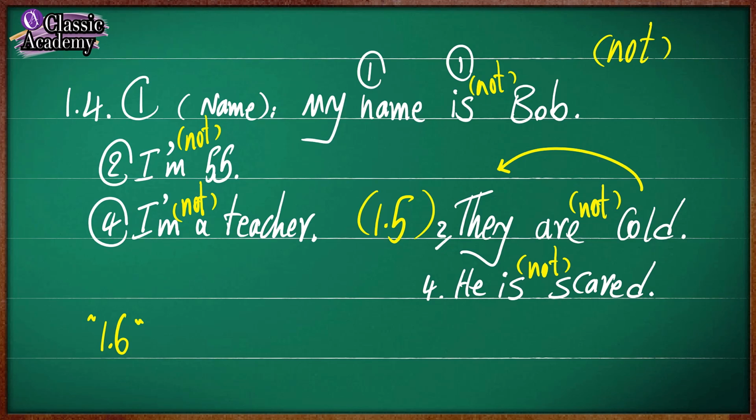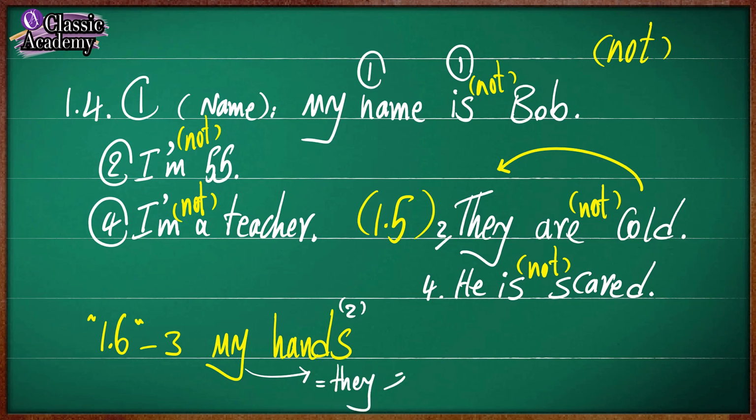1.6, well, number 3 says, my hands are 2, okay? I have 2 hands. Some people have two hands. Yeah, many people. Well, and I say my hands, okay, this is equal to "they". That's why we need to bring "are". My hands are cold. Sometimes you can say, my hands are not cold. Yes, you just make it negative. Very easy. Okay, this is Unit 1.